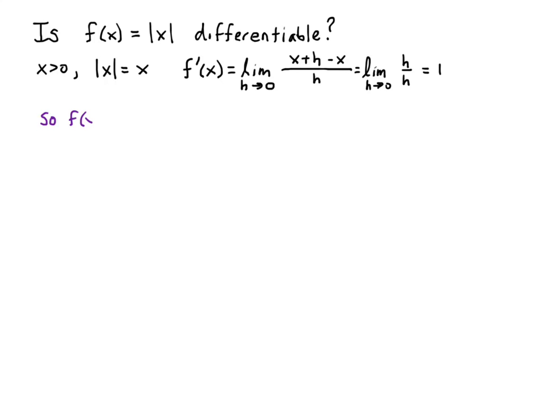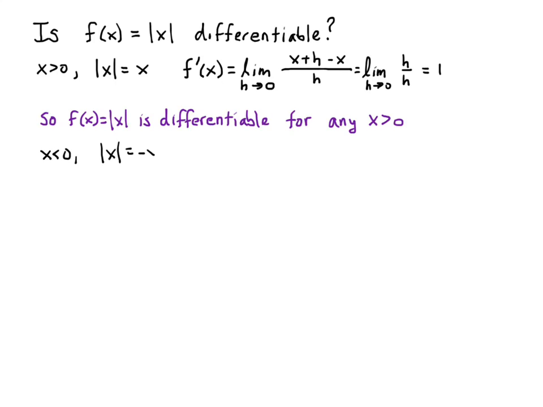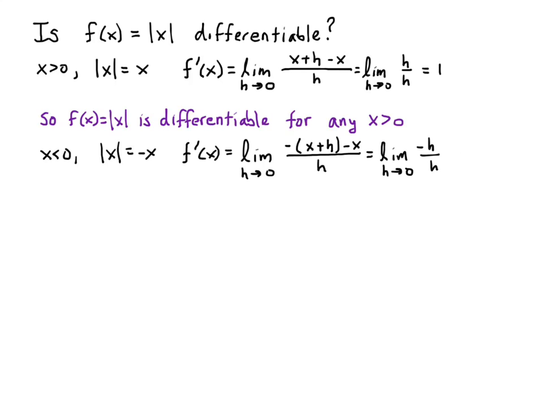So let's look at the negative side now. So f of x, the absolute value of x, is differentiable for any value of x over 0. In fact, we've found what the derivative is. Now the negative side: the absolute value of x when x is negative is negative x. So if you have something like the absolute value of negative 2, it's positive 2.